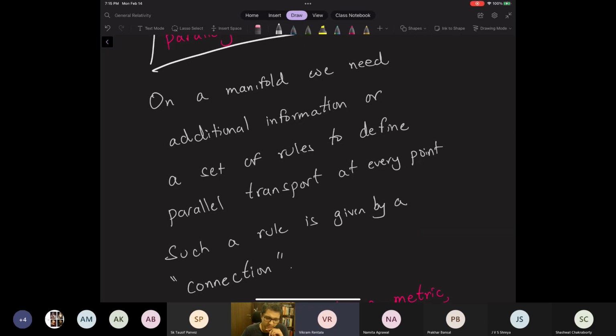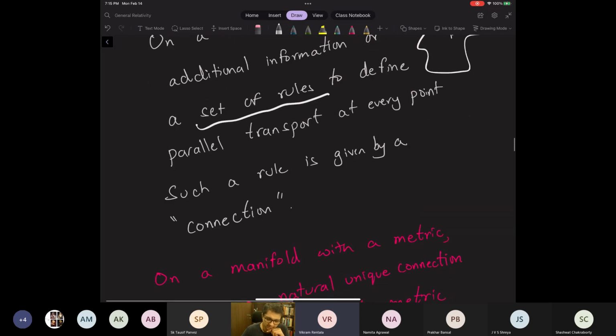On a manifold, we need additional information, or some kind of set of rules, which defines parallel transport at every point. So at every point in the manifold, you need some rules which will tell you how to transport vectors to infinitesimally nearby points. Such a rule is given by something called a connection. This is the important idea that we'll try to discuss today.